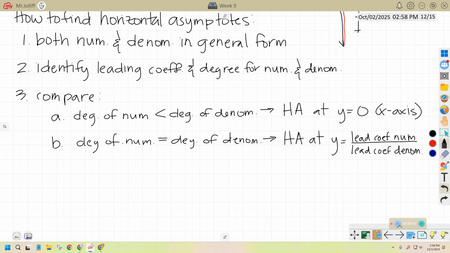We have a third case to consider. And that third case is the degree of the numerator is bigger than the denominator by 1. Top is 3, bottom is 2. Top is 5, bottom is 4. They are different by 1 exponent. Okay? Top is bigger by 1 exponent. In that case, instead of a horizontal asymptote, we get a slant asymptote.